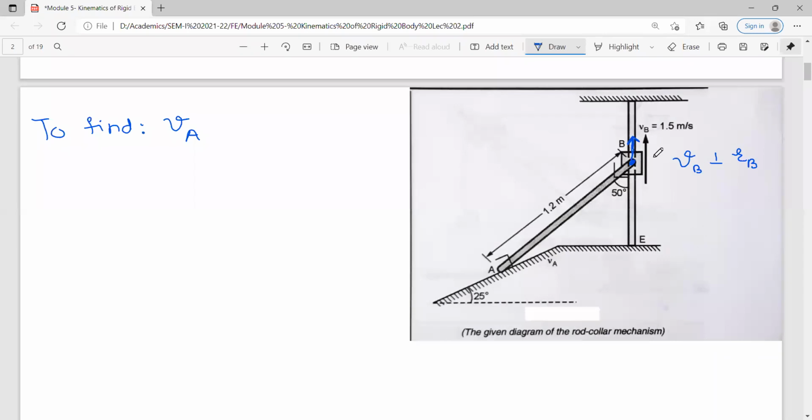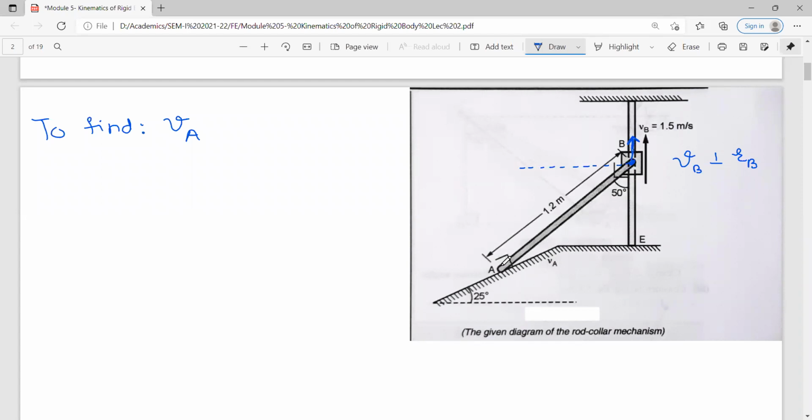Okay, so I can show the direction of the radius of point B, that it will be perpendicular to the velocity of B. So it should be either in the left direction or in the right direction. Initially, I don't know where the center of rotation will be. Next is point A. Point A is already moving along this inclined plane, because when point B moves up with the collar, A will drag along the inclined plane.